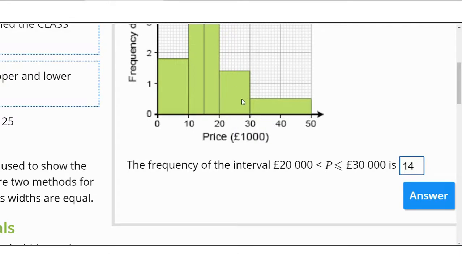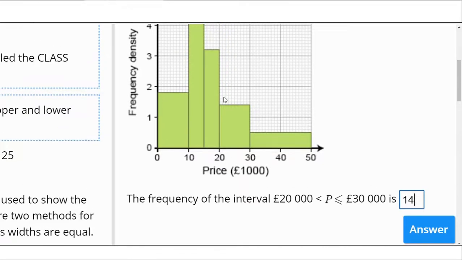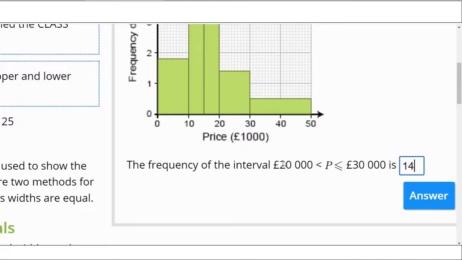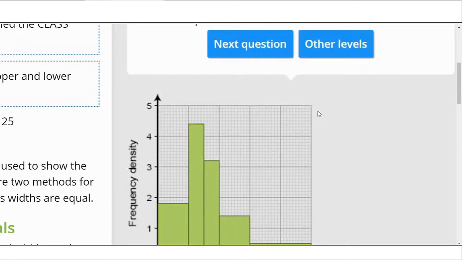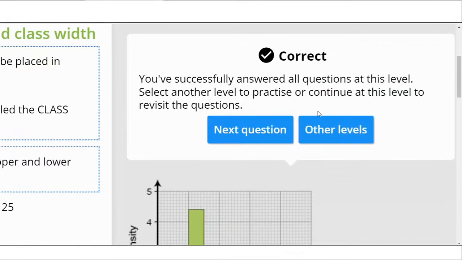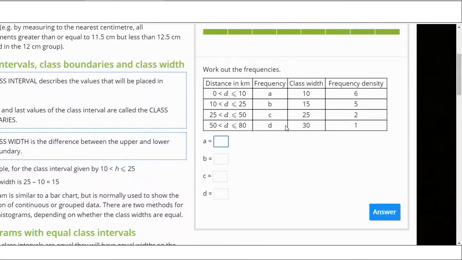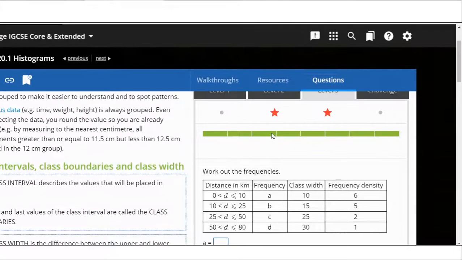Okay, so the class width is 10, 20 to 30 is 10, and then the frequency density here is 1.4, so 1.4 times 10 is 14. Answer. Okay, correct. And the last, work out the frequency. Again, this is the same, I think. Oh, it's already finished. Okay, that's why.